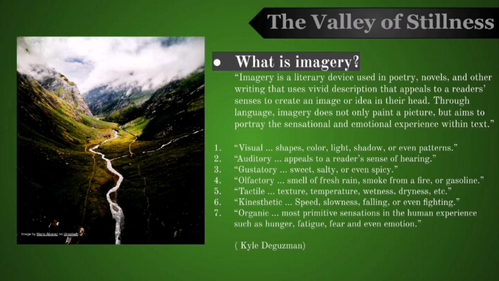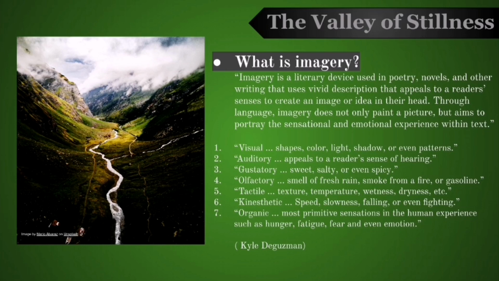First, what is imagery? Imagery is a literary device used in poetry, novels, and other writing that uses vivid description that appeals to a reader's senses to create an image or idea in their head. Through language, imagery does not only paint a picture, but aims to portray the sensational and emotional experience within text.